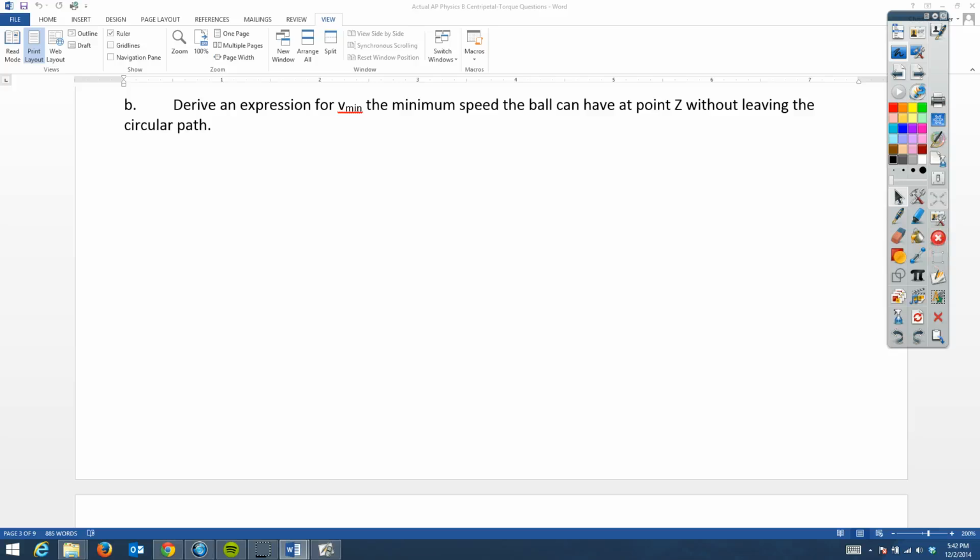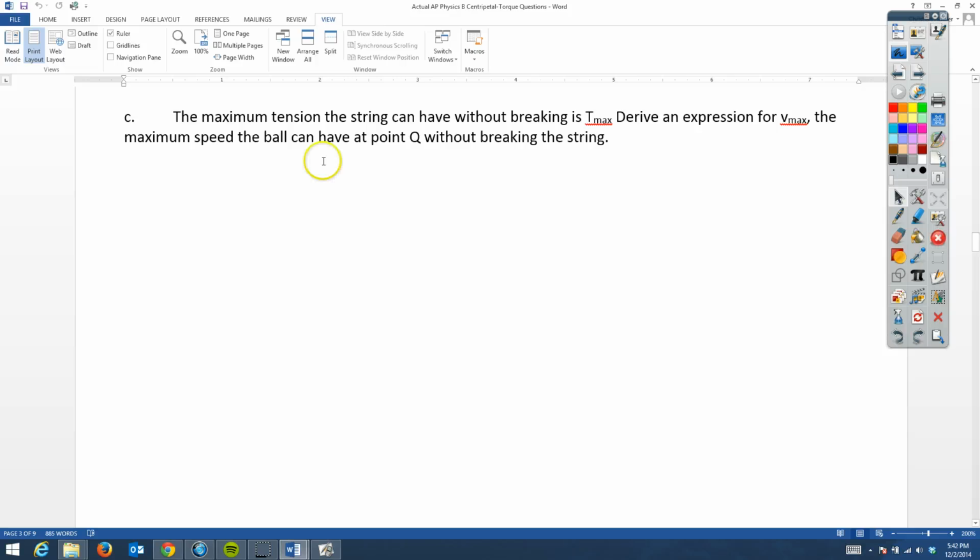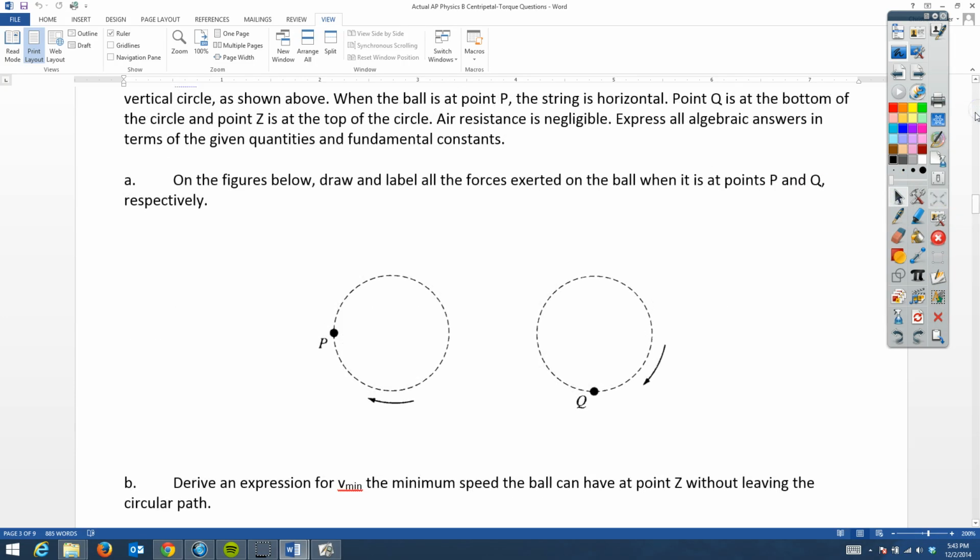For letter C, we're looking at a different point. Now they want us to find an equation for the maximum tension the string can have without breaking. So that's Tmax, and that's what they give us. They want us to derive an expression for the maximum speed the ball can have at point Q without breaking the string. So let's just review again where point Q is. If you go back up to your original problem, point Q is at the very bottom.